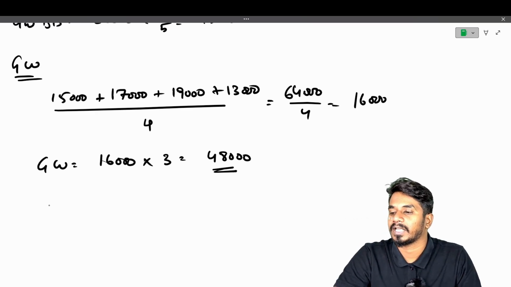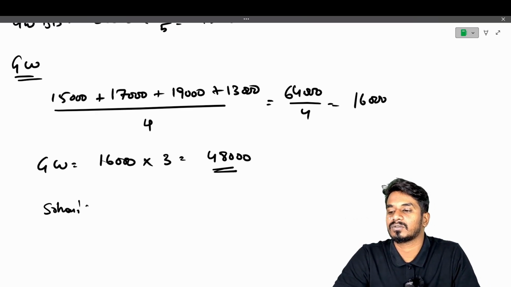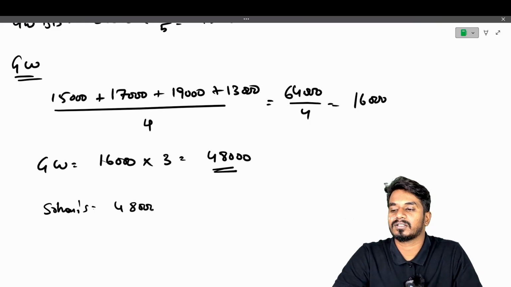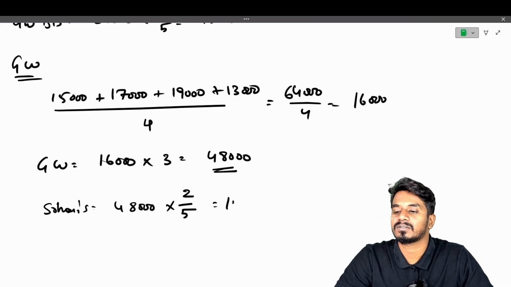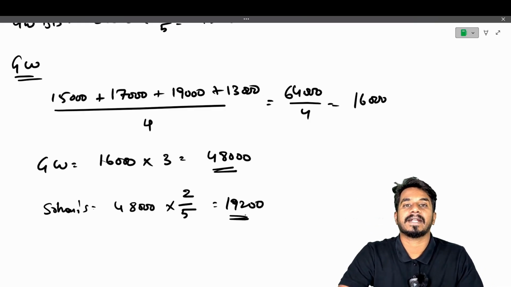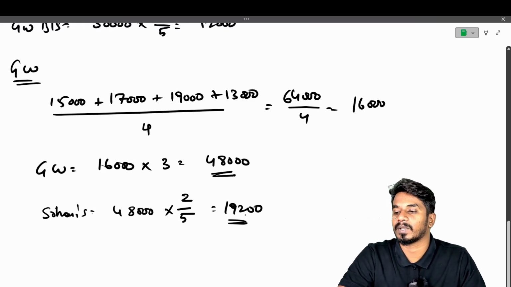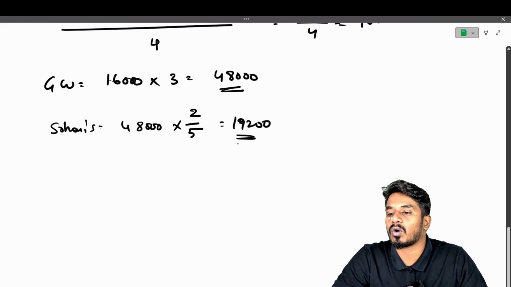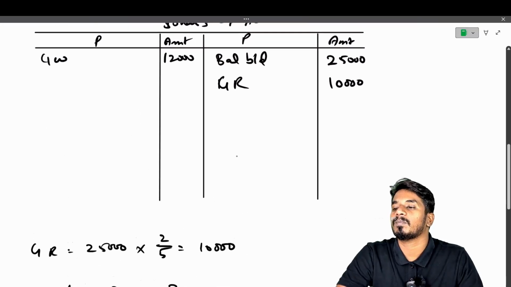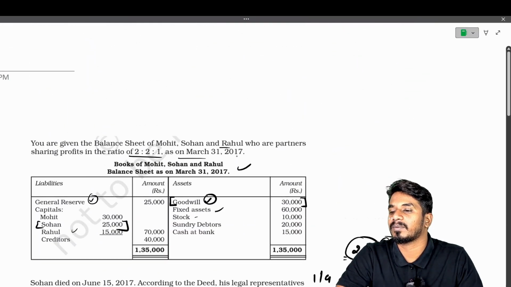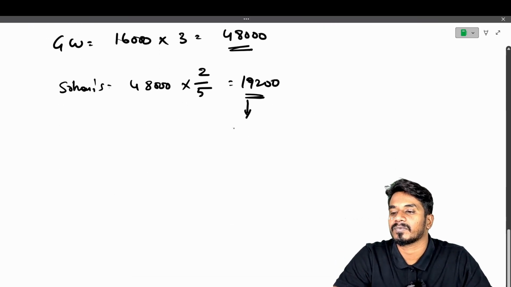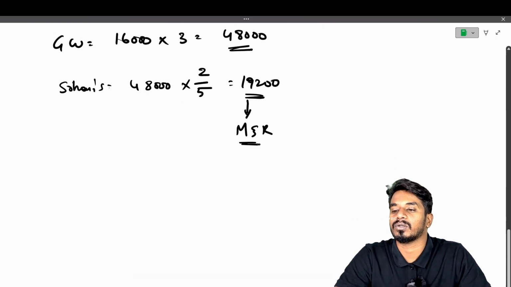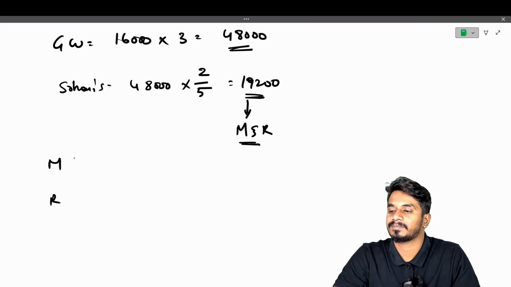Out of 48,000, what is Sohan's goodwill? 48,000 into 2 by 5, his share, is 19,200. 19,200 is the share of goodwill. This goodwill will be compensated by whom? The continuing partners. Correct. Who are the continuing partners? Mohit and Rahul. Right. So let us calculate that.